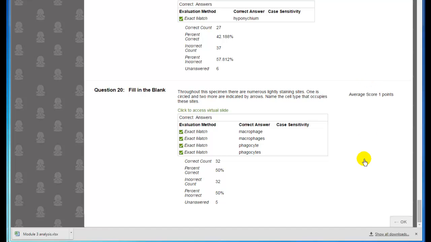Okay, the last question, question 20, says throughout this specimen there are numerous lightly staining sites. One is circled and 2 more are indicated by arrows. Name the cell type that occupies these sites. Again, I remind you to take time to read the question and think about what's being asked. 50% of the class got it correct. The correct answer was either macrophage, macrophages, phagocyte, or phagocytes.